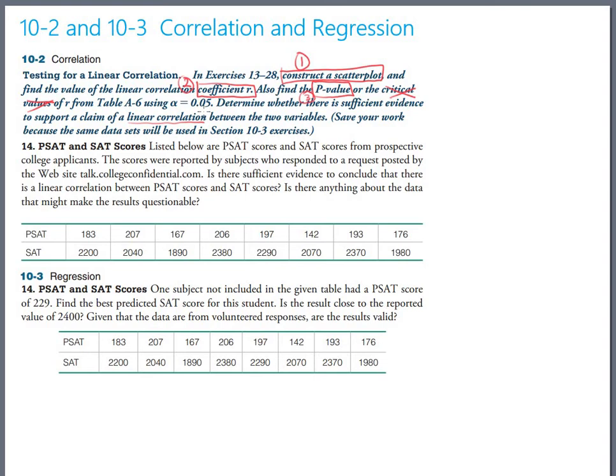So let's take a look at 14. They've got some PSAT scores and SAT scores from college applicants. So this person took the PSAT, got a 183. They took the SAT, got a 2200. So is there evidence to conclude that there's a linear correlation between PSAT scores and SAT scores? So this is the time to grab StatDisk. It's good at doing all three of these things for us.